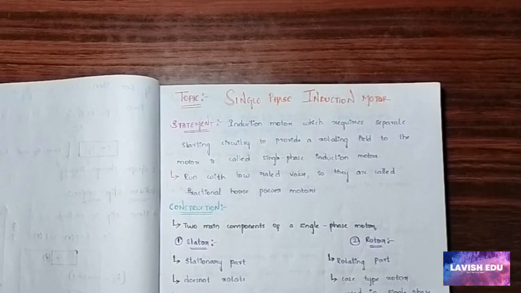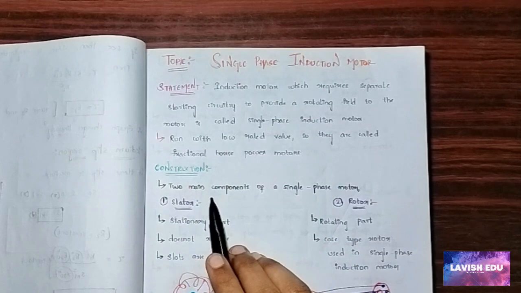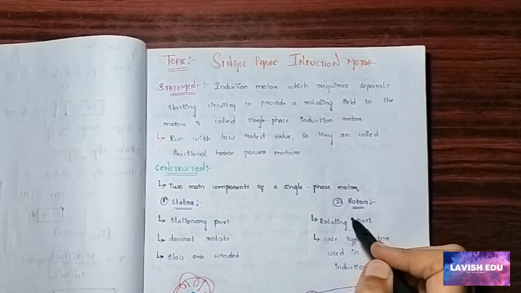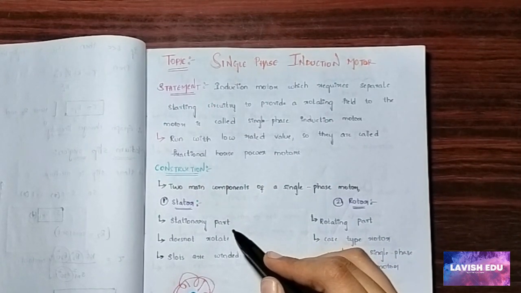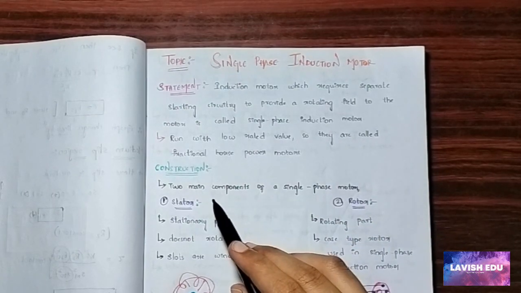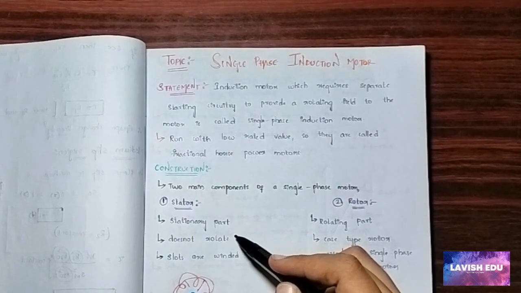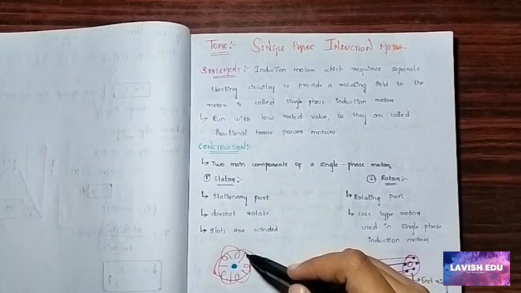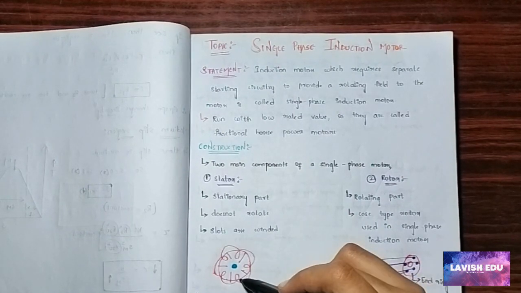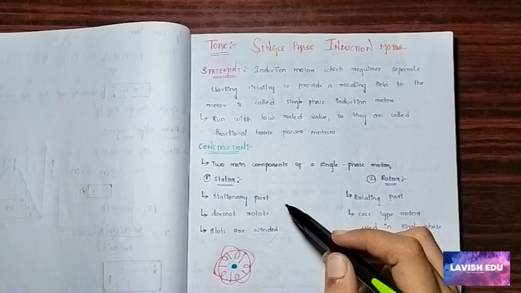Next, we'll see about the construction of the single phase induction motor. The construction involves two main components, which are the stator and the rotor. The stator is a stationary part. We have already discussed the stator and the rotor in the three-phase induction motor also. Now we will see a brief about them. What is the stator? It is the stationary part, does not rotate, and the slots are wound. What is meant by slots? The spaces in the stator are wound. We can see here the wirings between the slots, which are nothing but the winding.